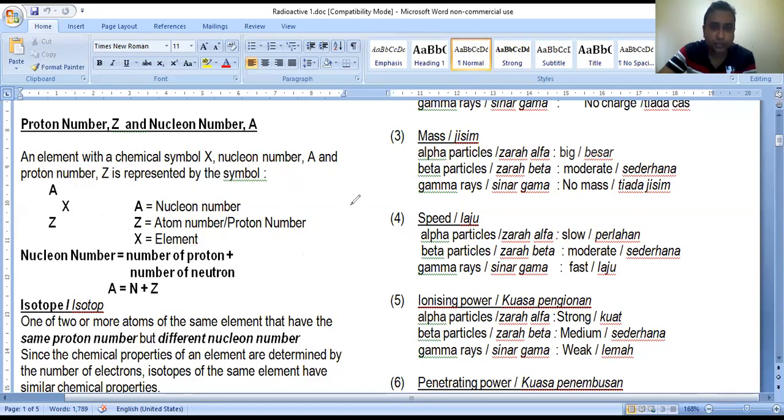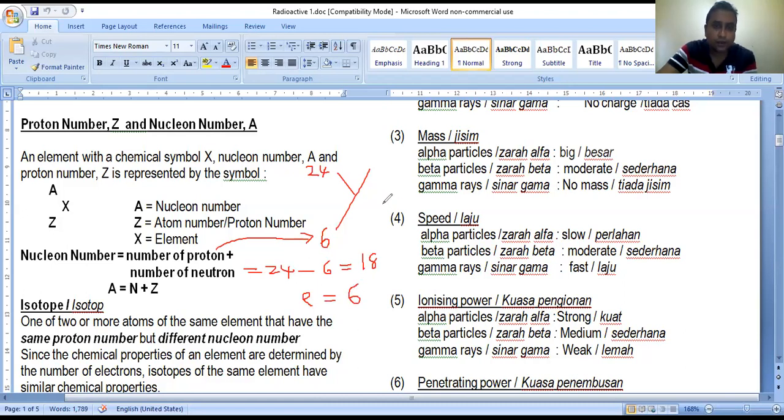Let's say you have element Y, here is 24, here is 6. Basically, the number of proton will be 6 and the number of neutron will be 24 minus 6, so 18. If they ask you how much is your electron, electron will be 6.